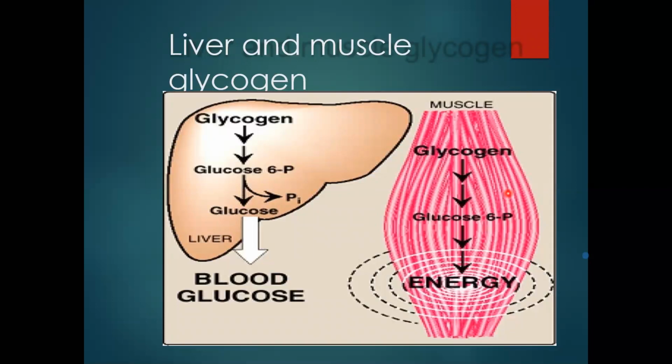Glycogen can be broken down into glucose 6-phosphate and finally to glucose in the liver by the process known as glycogenolysis, which takes place in the liver cells.